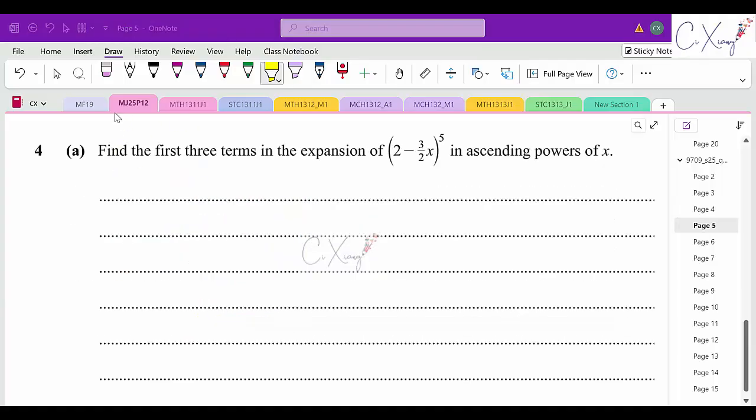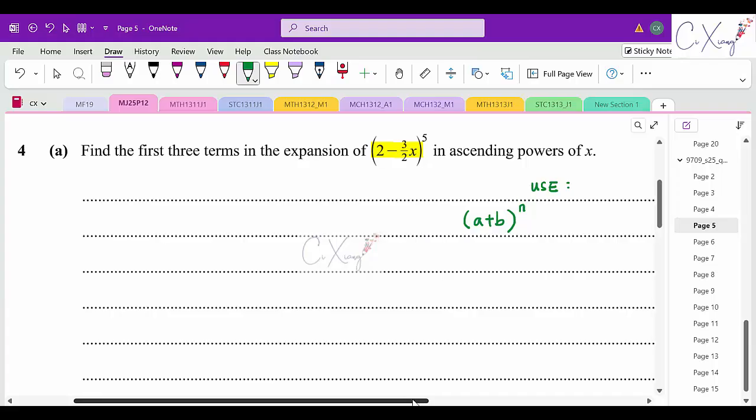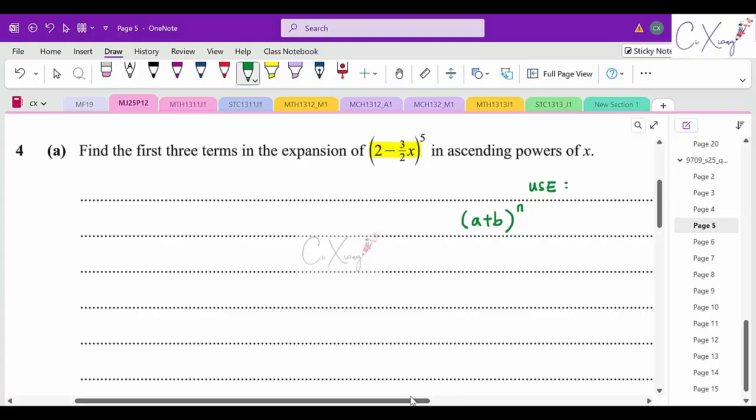Alright, so question number 4. Find the first 3 terms in the expansion of this in ascending powers of x. We have a binomial expansion. What is the general formula to expand a bracket with a power n? Of course, the n in our syllabus will be a positive integer for the AS syllabus. The general formula will be nCr, then a power n minus r, b power r. So let's apply this formula.